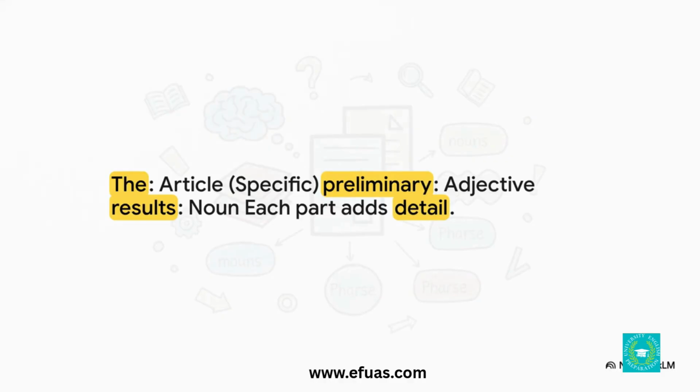Let's actually break that down. You start with your core noun, results. Then you add the to signal we're talking about specific results. The word preliminary, that's an adjective. It just describes them. And that last chunk of the longitudinal study is a prepositional phrase that tells us which results we're talking about. See how each piece just adds another layer of detail?